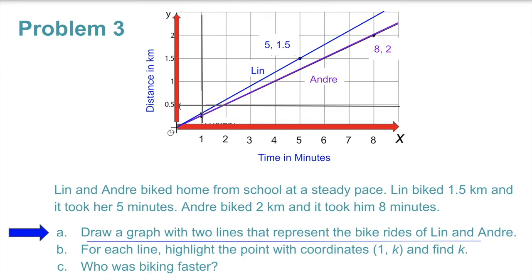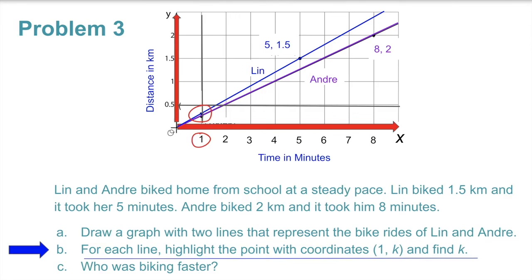Andre's information is graphed in purple. He's gone 2 kilometers in 8 minutes. Lynn's graph is marked in blue. She's gone 1 5/10 kilometers in 5 minutes. B. For each line, highlight the point with coordinates (1, K), and find K. I've put a circle around the points at the 1 minute mark. Now I have to find the value for K.